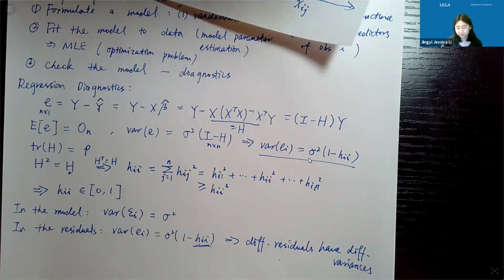Any ideas? It's a repeated sampling of the epsilon, right? Yeah, it's the repeated sampling of the epsilon, exactly.